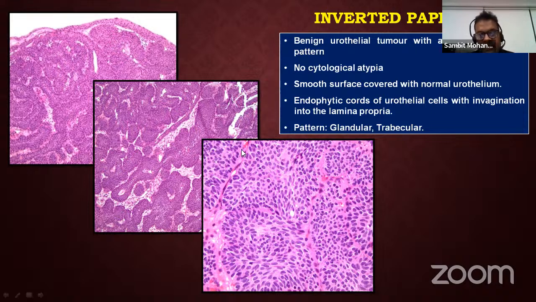And this is like a vessel in the core, and this is another vessel. So if you see, you do see some cytologic atypia. It is not entirely correct to say no cytologic atypia, but the cells are aligned perpendicular to the vessel in the center. I have another good diagram here.